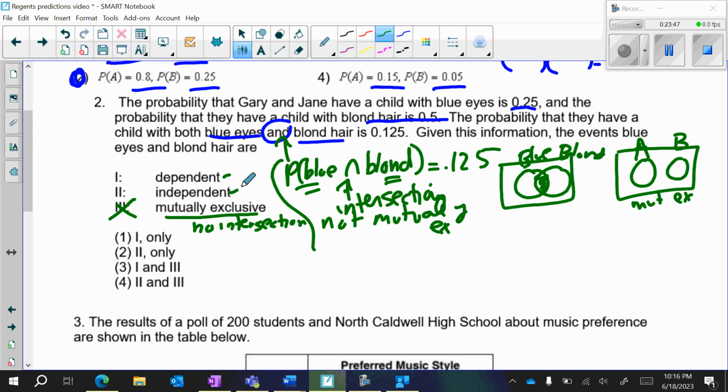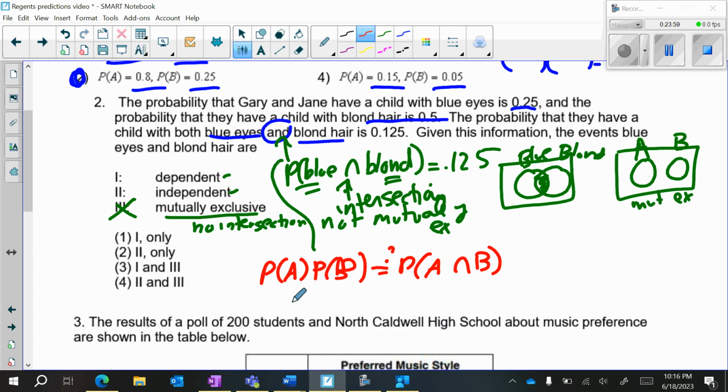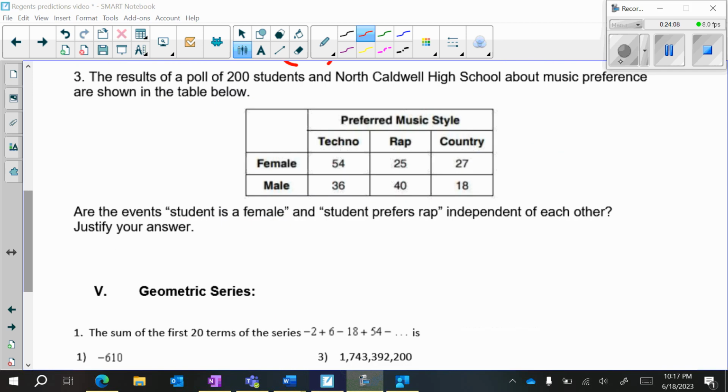So next we want to see, are they independent or dependent? So it looks like, again, we have the and. So remember, if we have the and, we're going to use the probability of A times probability of B and see if it equals the probability of A and B. So check it out. If you were to do 0.25 times 0.5, do we get 0.125? If it's true, they're independent.